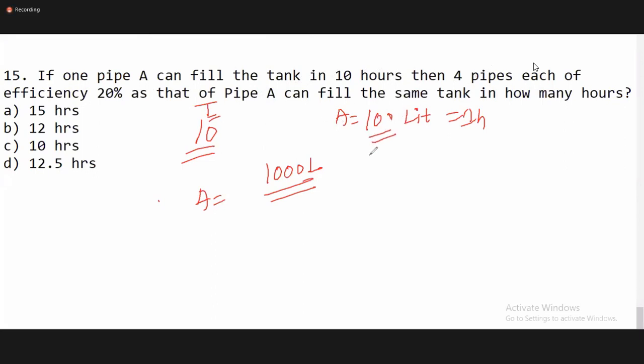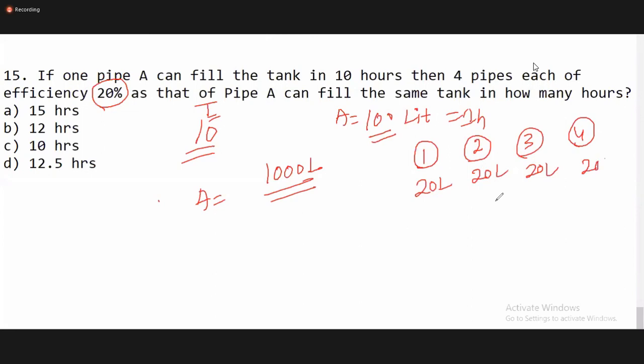When pipe A is filling 100 liters, the 4 other pipes, with the efficiency of 20%, one pipe will fill only 20 liters, no? So the second pipe will fill only 20 liters, no? And the third one also fills 20 liters, no? And the fourth one also fills 20 liters, no? Which means together they are filling how many liters? Yeah, 80 liters, right? So 80 liters in 1 hour.